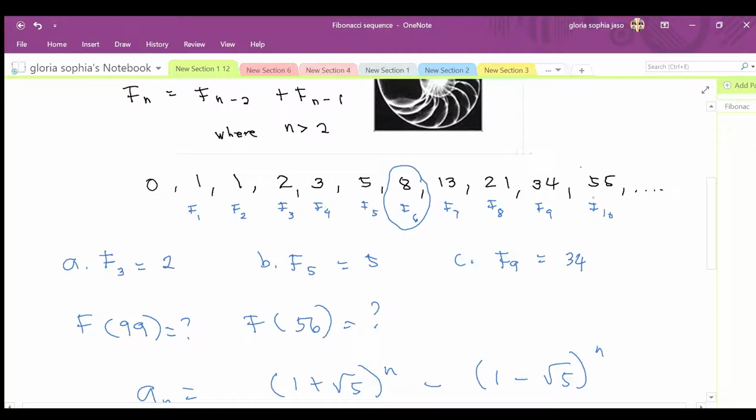So, dito, f of 11. So, add lang natin to. That's 89. Okay.